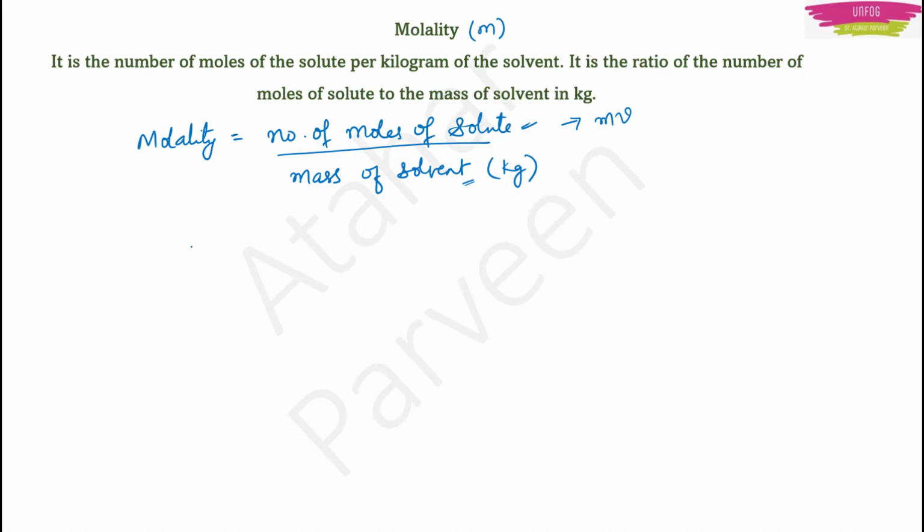You don't get confused between the formulae for molarity and molality. In the denominator, for molarity, you have volume of solution in liters. In molality, you have mass of solvent in kg. Okay.